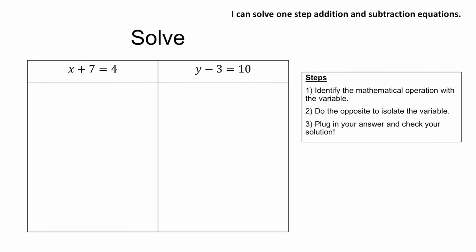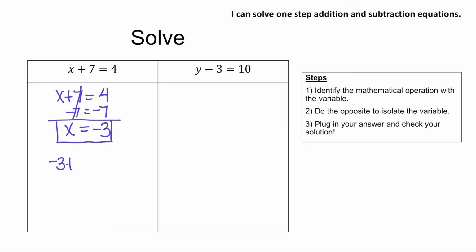So let's try solving a couple more problems. We have x plus 7 equals 4. Remember, the opposite of addition is subtraction. So I'm going to subtract 7 from both sides. And that is going to give me x. The 7's will cancel, and I get 4 minus 7, which is negative 3. I'm going to plug that back in, so I get negative 3 plus 7. Does that equal 4? Yes, it does, so my solution is correct.